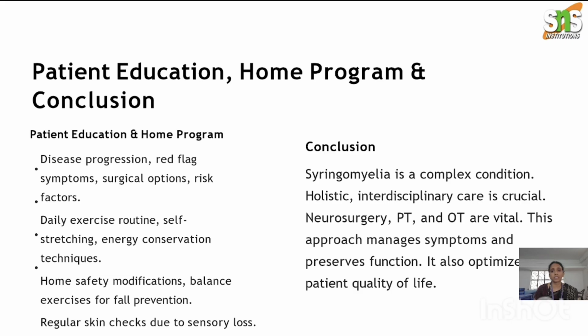Patient education is a must. We have to incorporate a home program, and educate on disease progression, red flag symptoms, and what surgical options are available to improve quality of life. These kinds of things we have to educate the patient about. Daily exercise routine, self stretching, energy conservation techniques, home safety modification, balance exercise for fall prevention. These should be taught to the patient as a home program, strictly monitored with follow up on a regular basis.